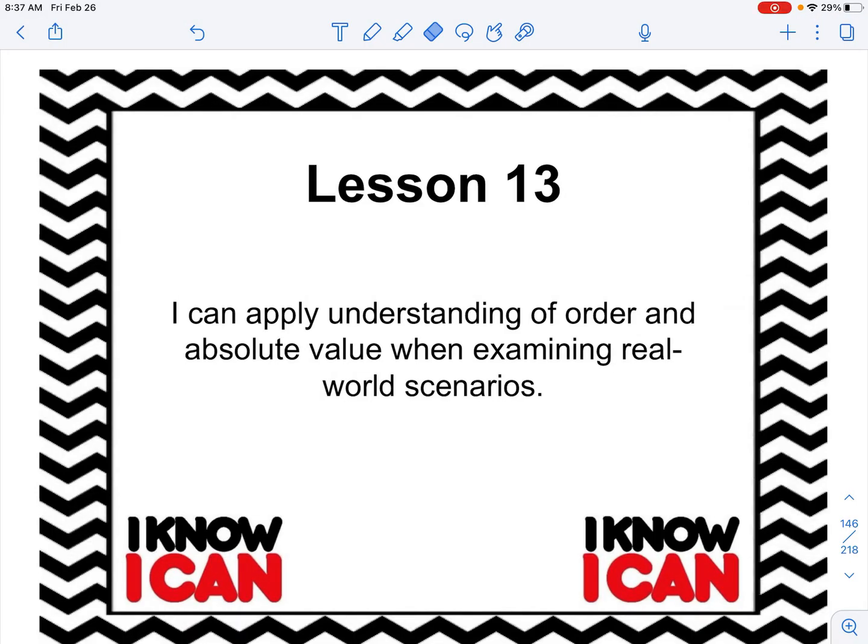Good morning, guys. Let's go ahead and get started with lesson 13. I went ahead and skipped lesson 12 just because it was a little bit repetitive. So let's go ahead and get started with 13.